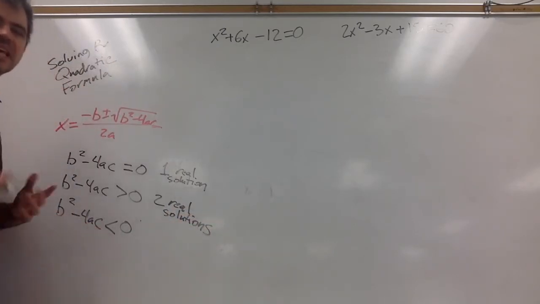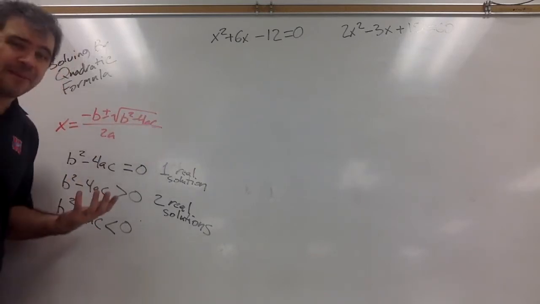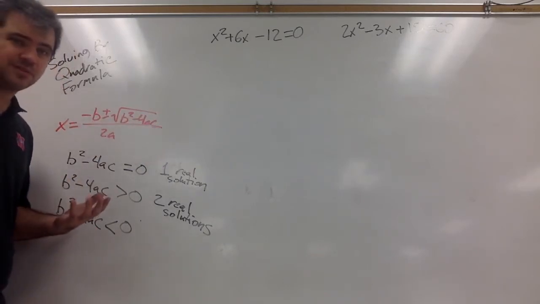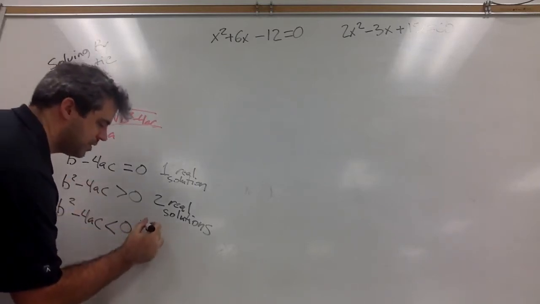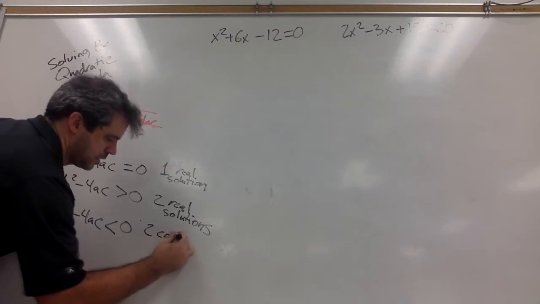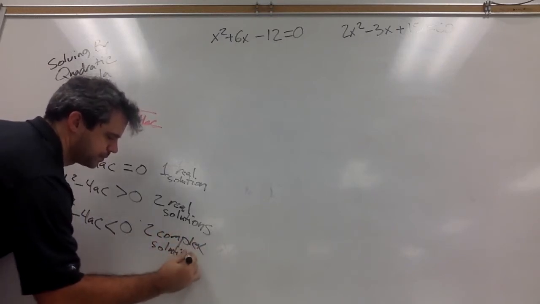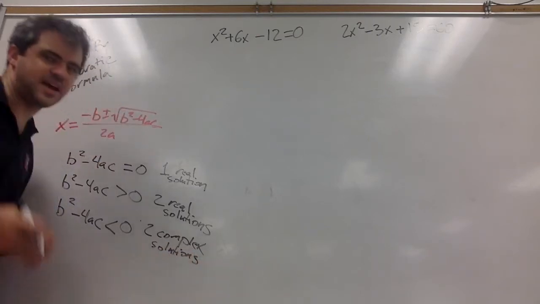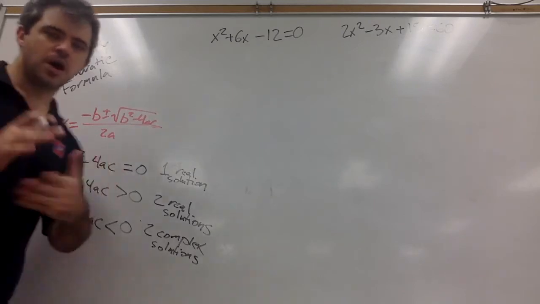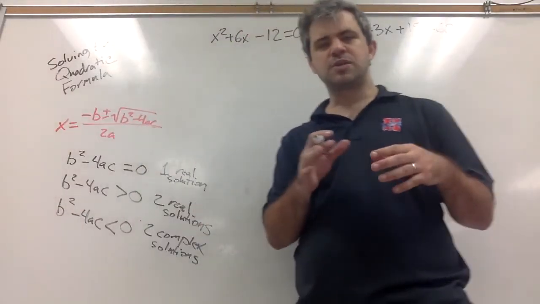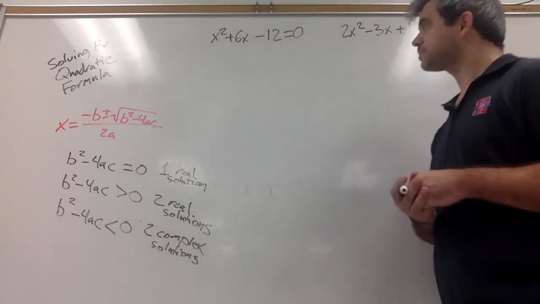But what if this is less than 0? What if it's negative? Well, when we take the square root of a negative number, that's going to be an imaginary number. So we're going to wind up with two complex solutions, complex in that they will contain an imaginary part. That way, you should kind of know what to expect without diving all the way in.